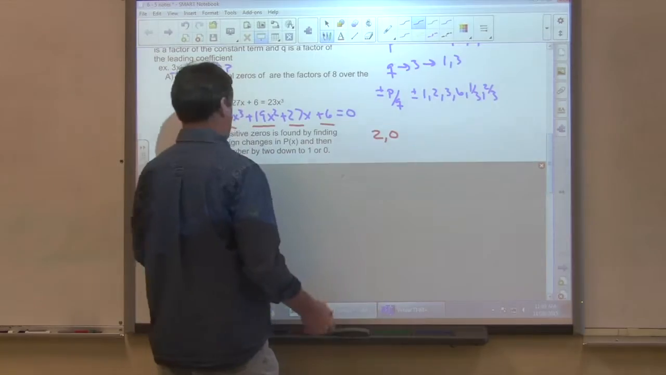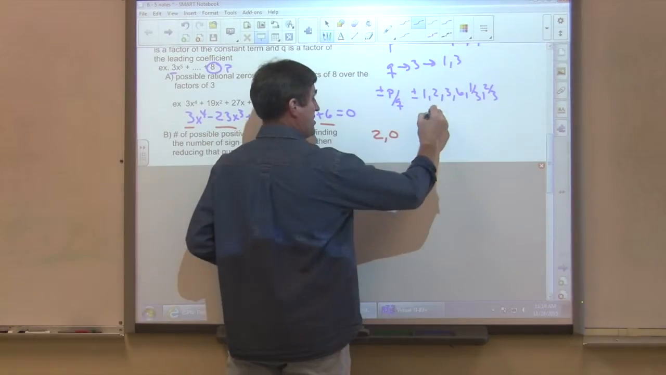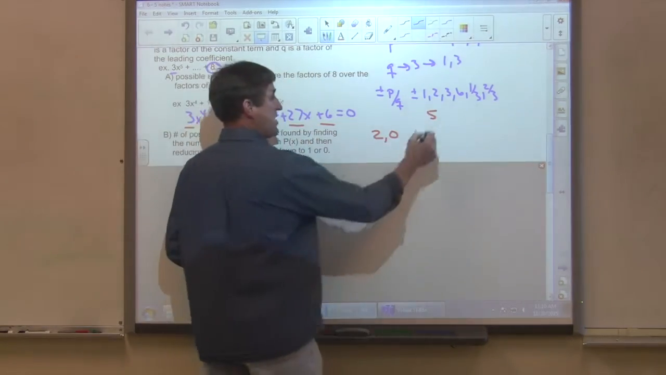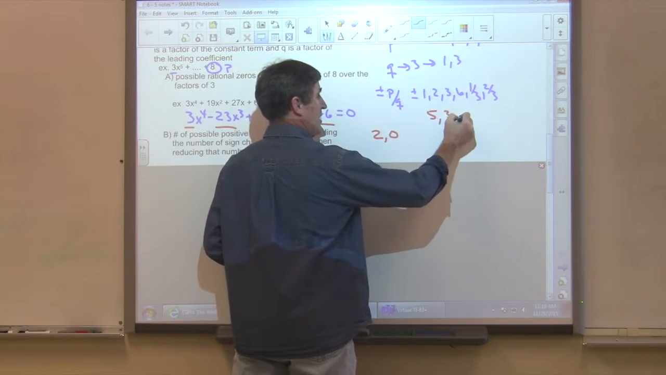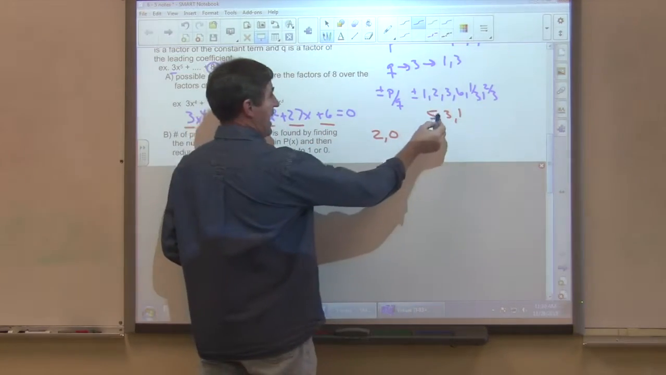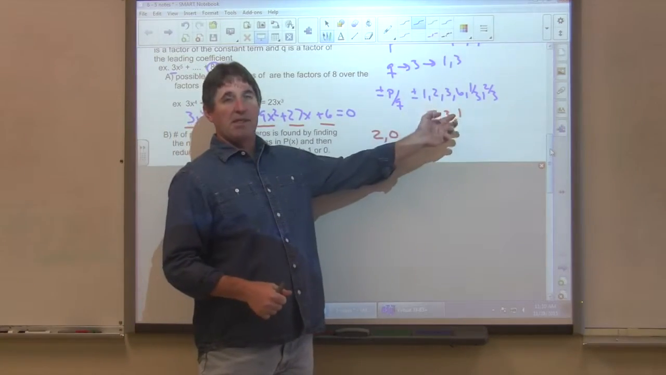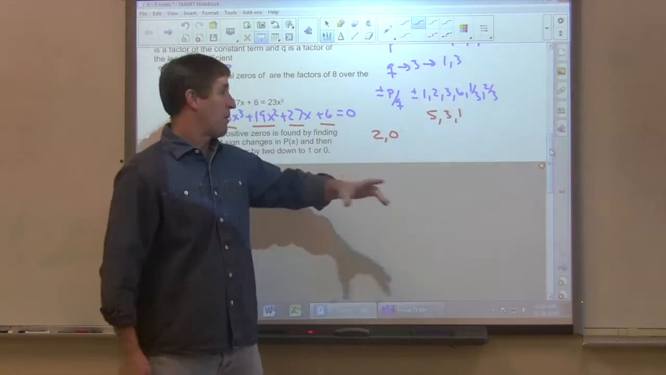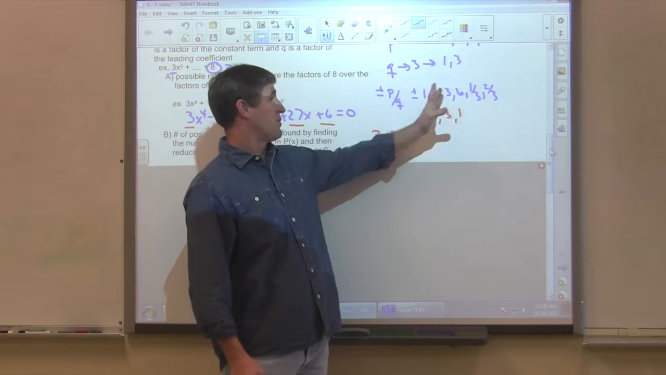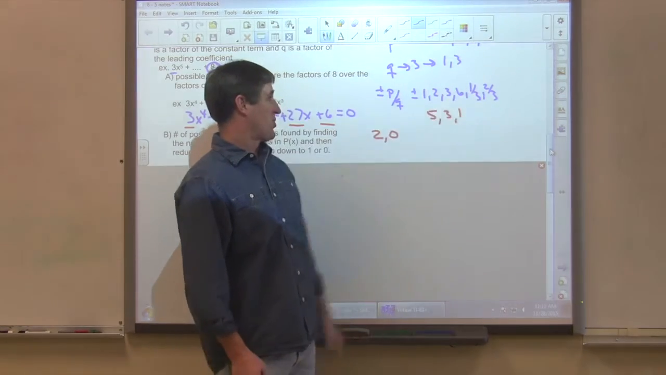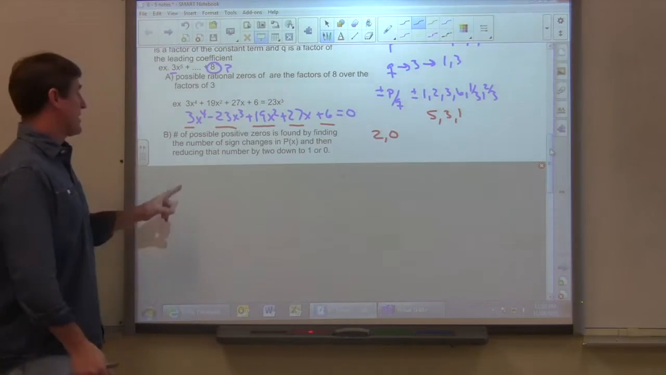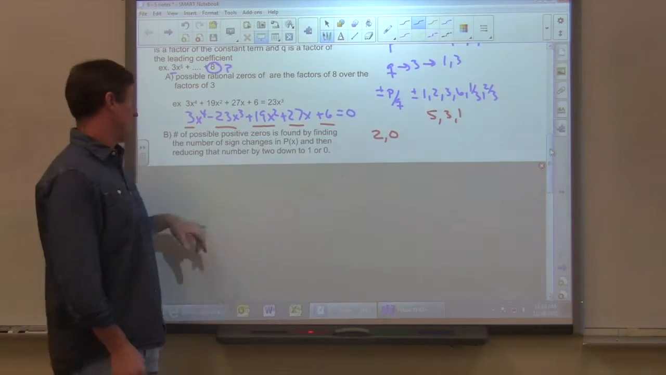So let's say there were 5 sign changes. If there were 5 sign changes, then we go down by 2's: 5, 3, or 1. What this helps us with is where to start, how many of the possibilities we have that are positive, so it tells you maybe what numbers to start with. So that's the number of possible positive zeros.